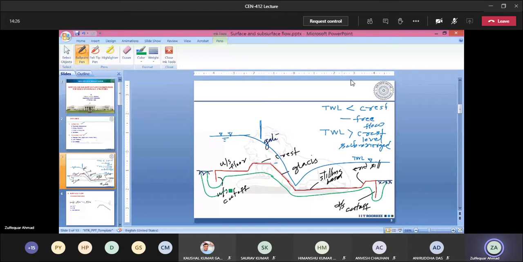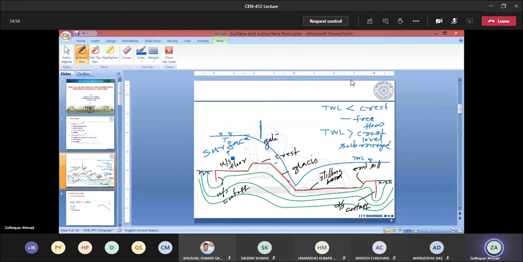So I think you might have gone through in some course the flow net, the Laplace equation, velocity potential, streamlines. So right now we'll discuss only the surface flow. Subsurface flow we'll discuss later on, right? Now we are talking about the surface flow here. This is the surface flow, right?